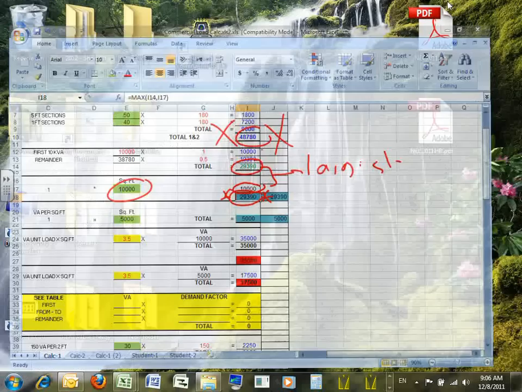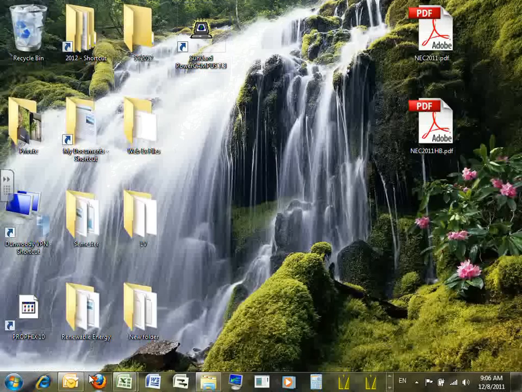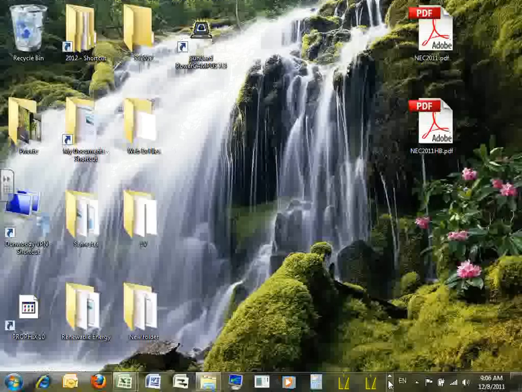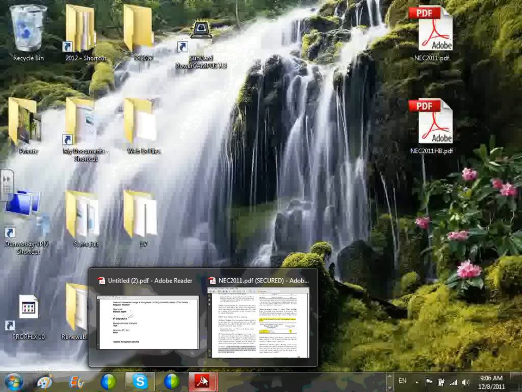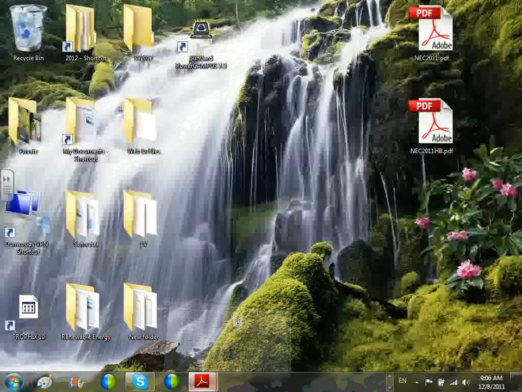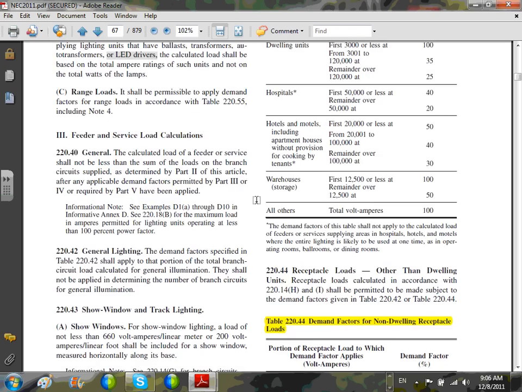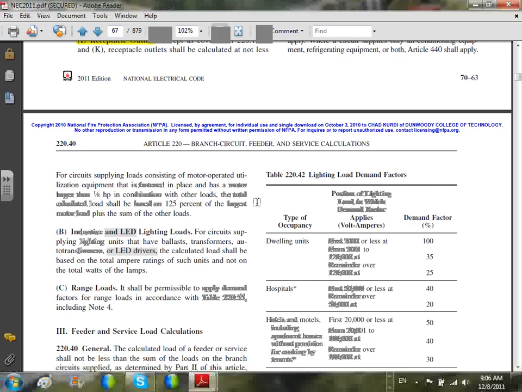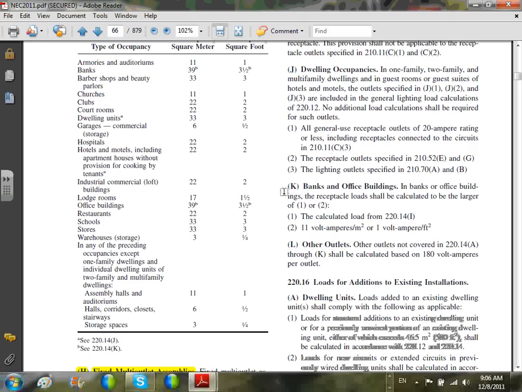Okay, now, having said that, let me close that one. Having said that, let's go back to the code and highlight this one, because I really want you to highlight it. So let's go back to 220.14K, right, Chris? There you go. I want you guys to highlight this, if you don't mind. It says, for banks and offices, you choose the following.